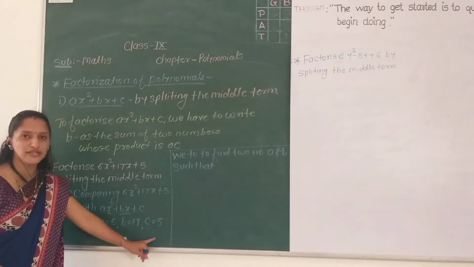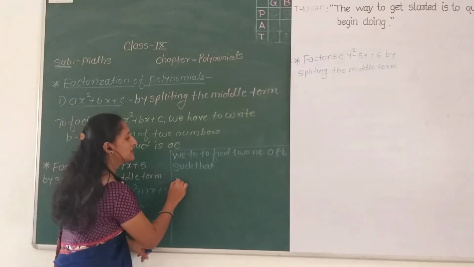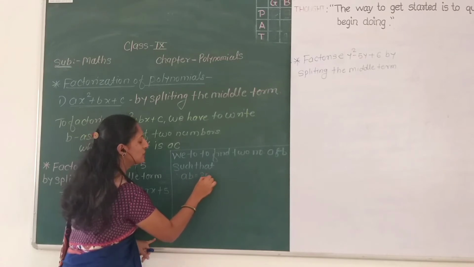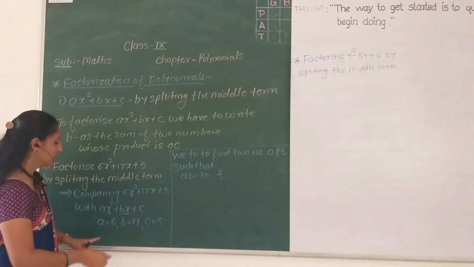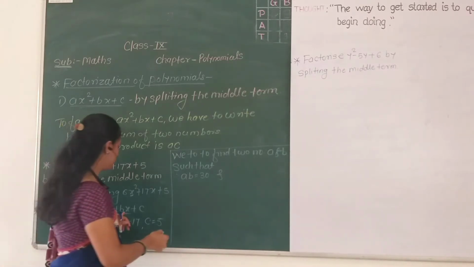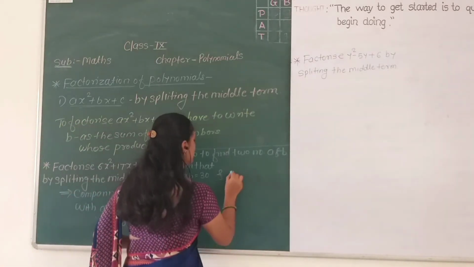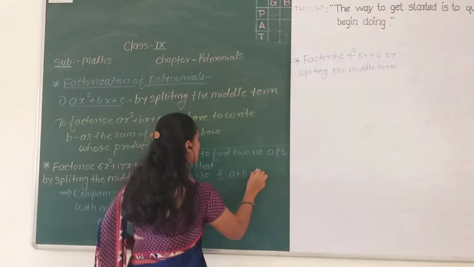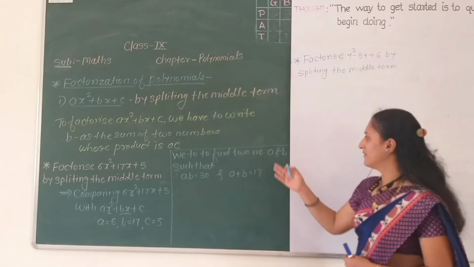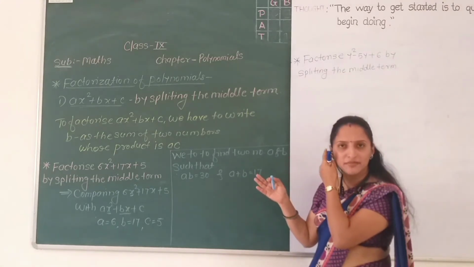6 into 5 is 30, so their product is 30. That is ab = 30, and their sum is b, that is 70, a + b = 70. Okay, you can use different variables here, p and q, or l and m.